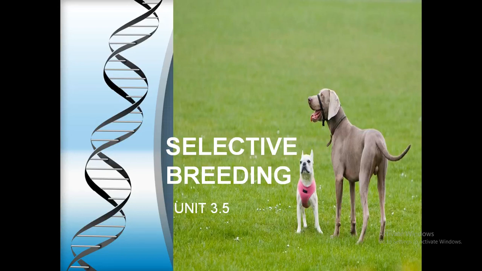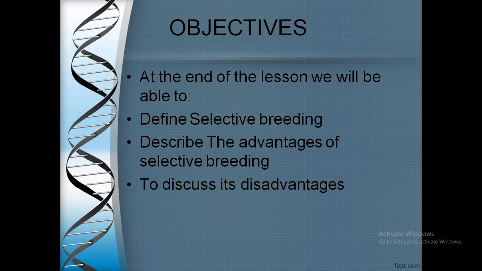Today our topic is selective breeding, Unit 3.5. At the end of the lesson, we will be able to define selective breeding, describe the advantages of selective breeding, and discuss its disadvantages.